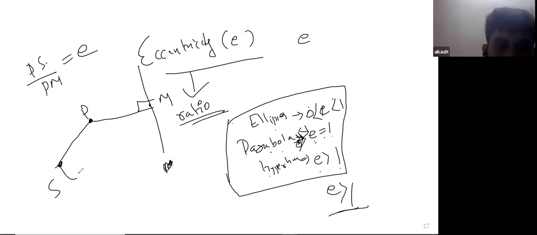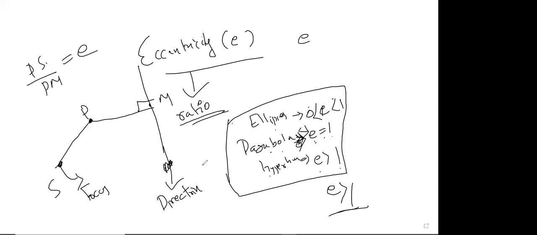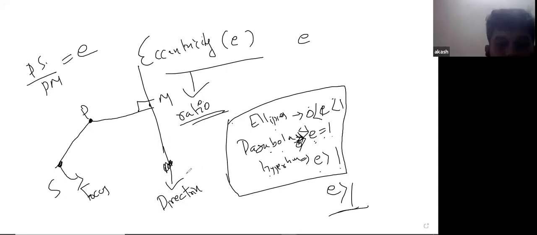And this point is called the focus. This line is called the directrix. The line is called directrix, and the point is called focus.